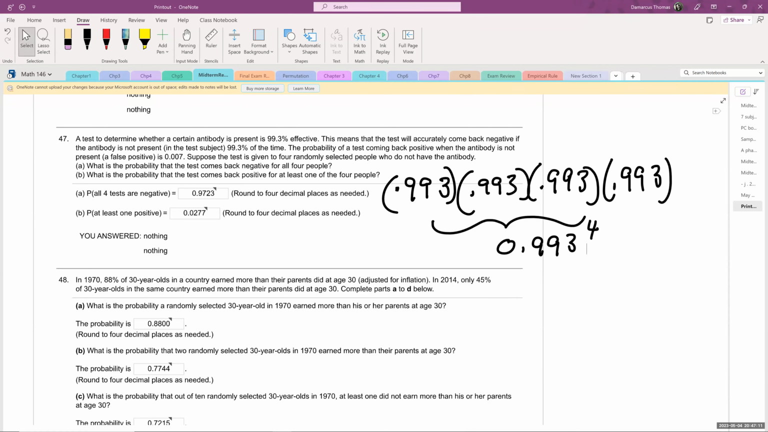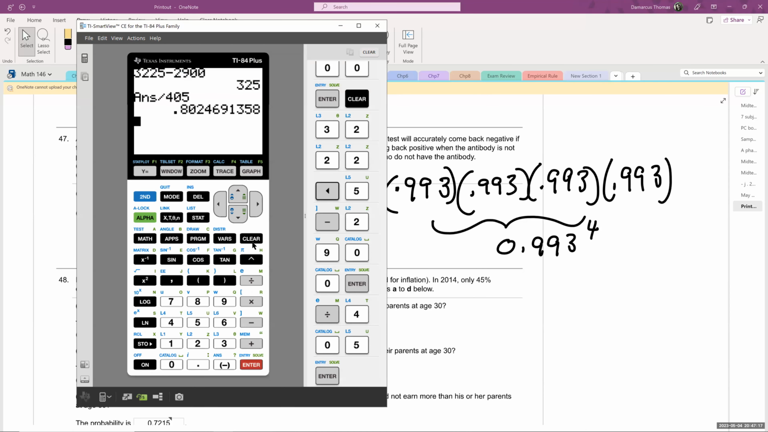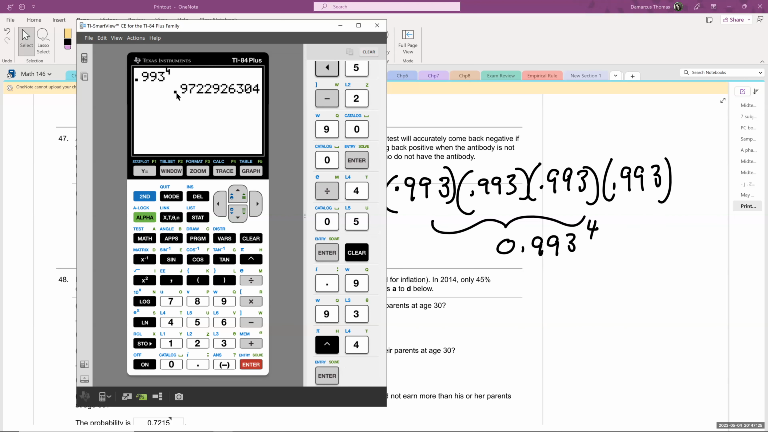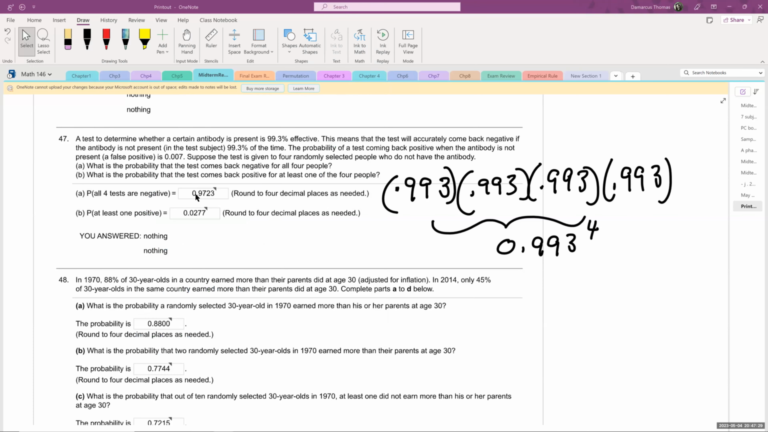Is it that easy? Let me see. 0.993 to the 4th. I got 0.972. Okay, that does seem reasonable. But they did say to round to 4 places. 0.9723.